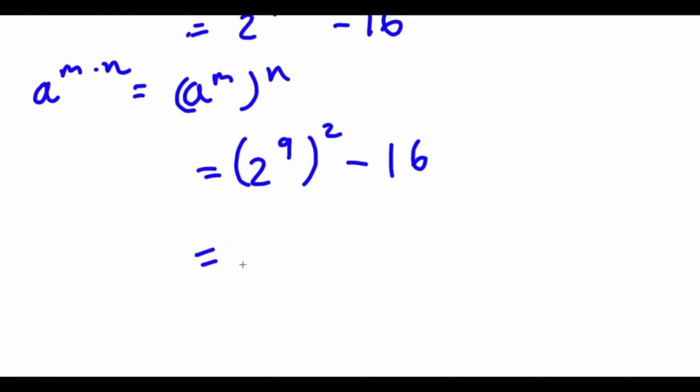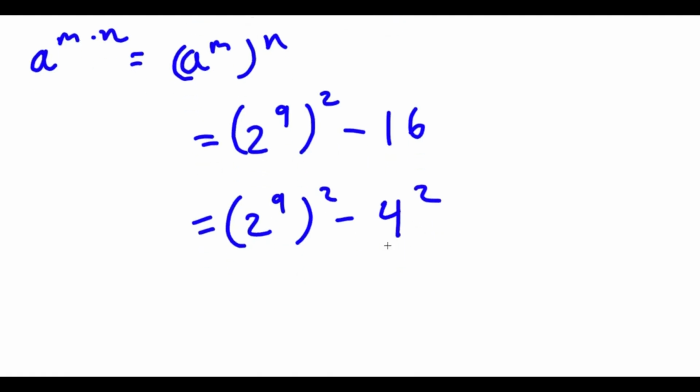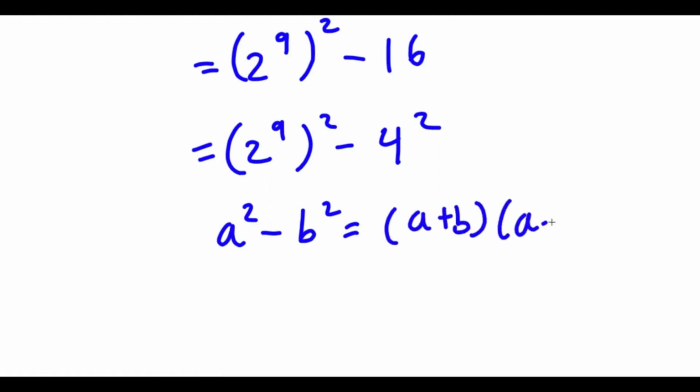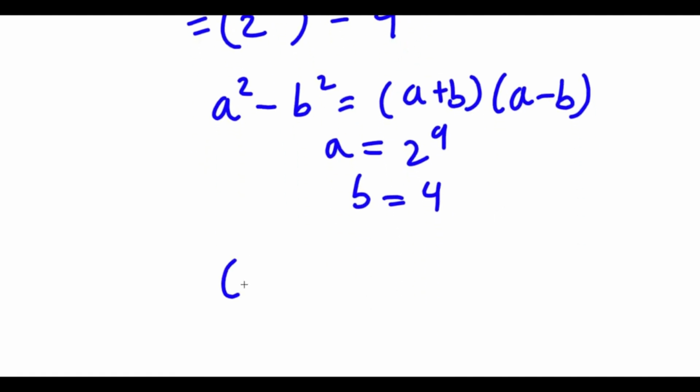Now 16, this is the same thing as 4 squared. So now I have 2 to the power of 9 to the power of 2 minus 4 squared. And now, because both of these are to the power of 2, if I have something in the form a squared minus b squared, this is equal to a plus b times a minus b. So in this case, a is equal to 2 to the power of 9 and b is equal to 4. So I have 2 to the power of 9 plus 4 times 2 to the power of 9 minus 4.